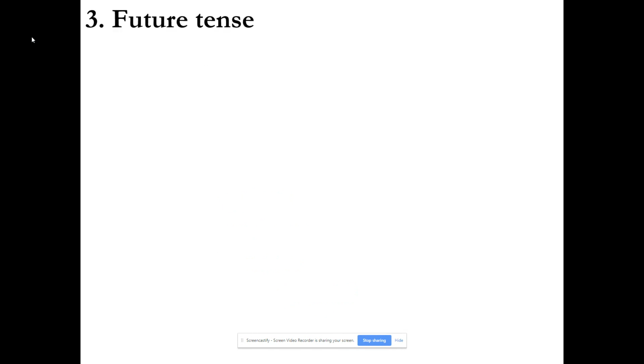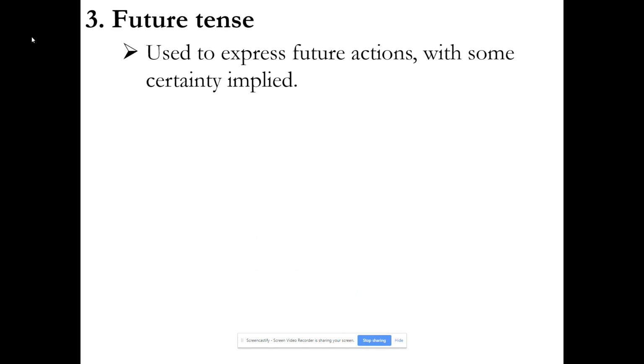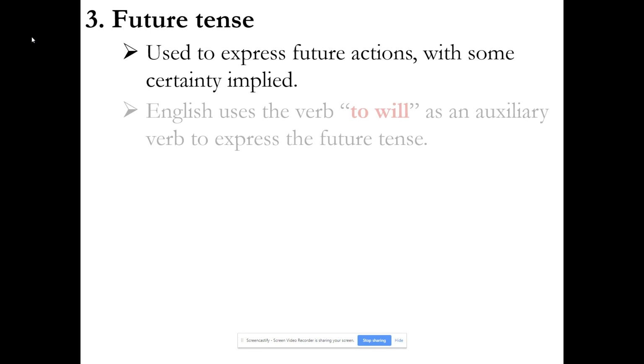All right. Future tense. We use future to express future actions, usually with some certainty implied. When we're using the future tense, it is very likely that we're going to do that thing. We're expressing some certainty.